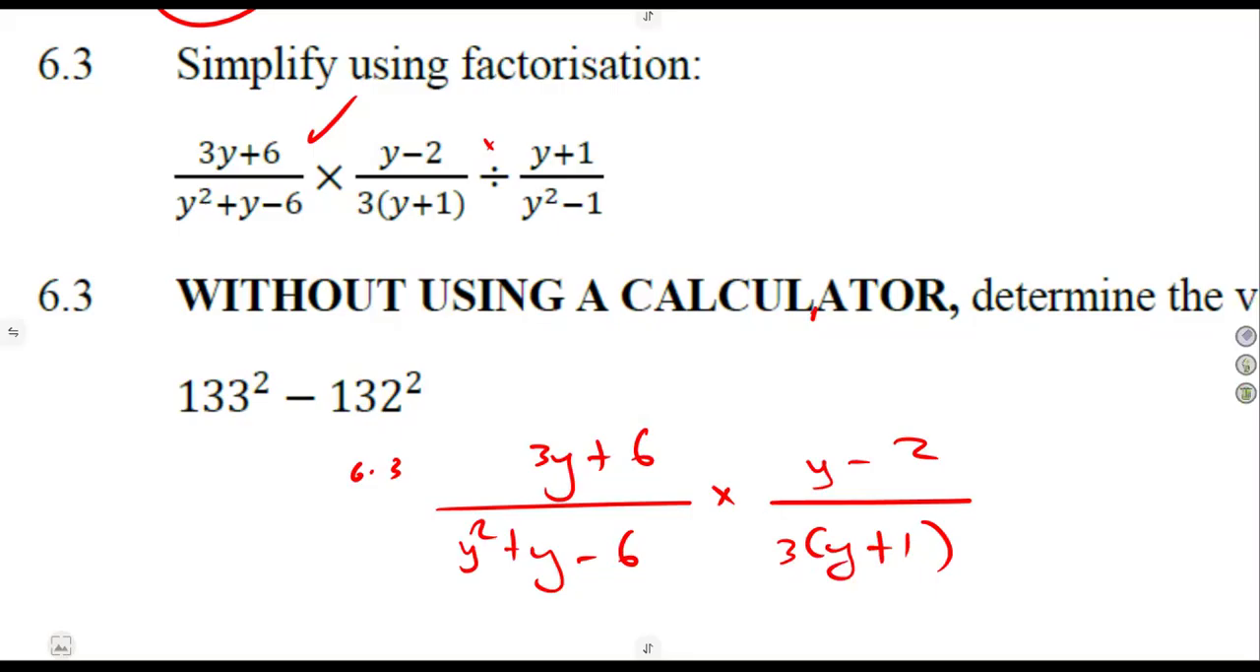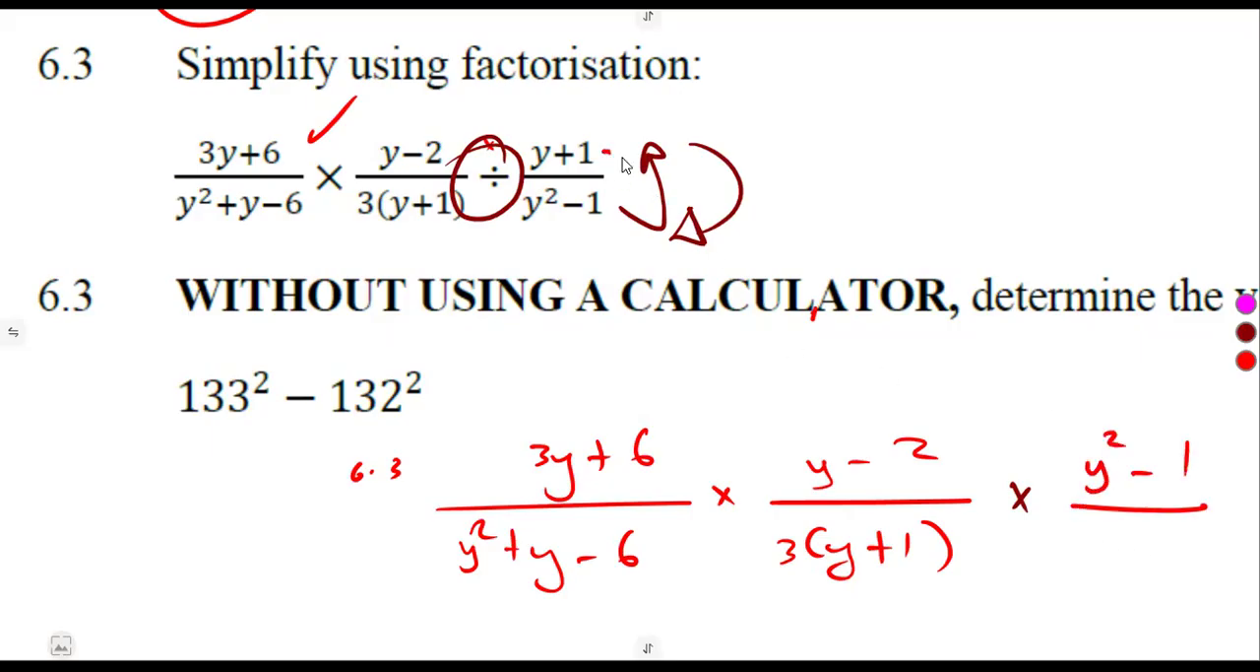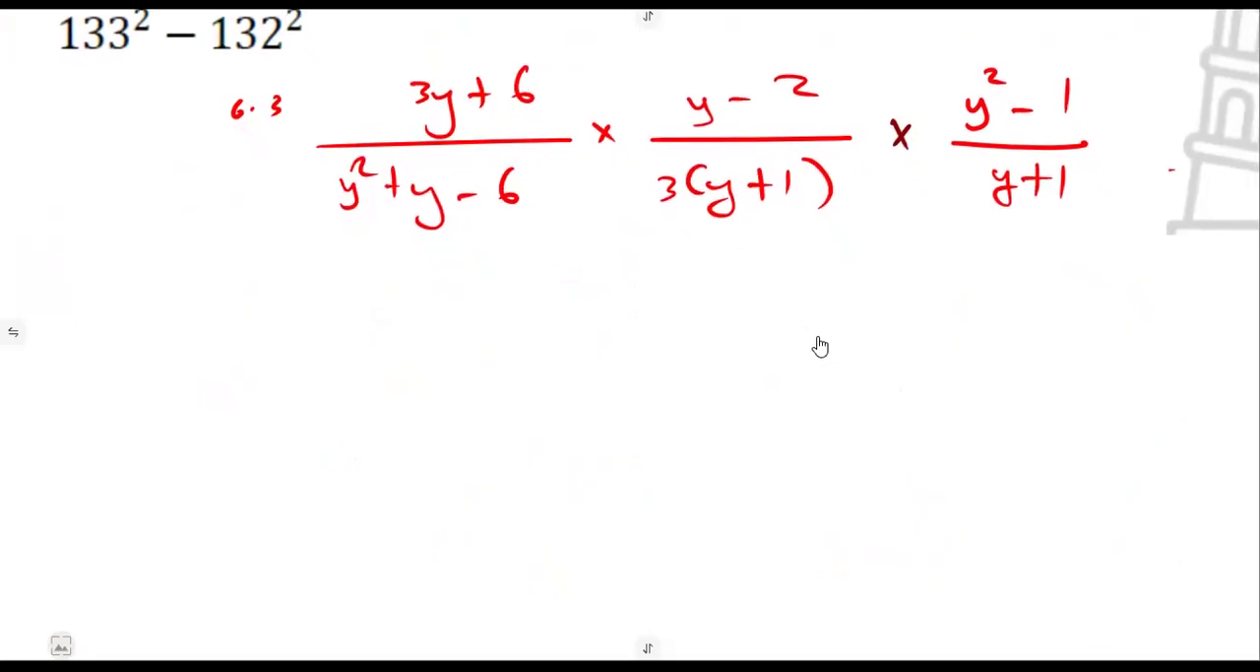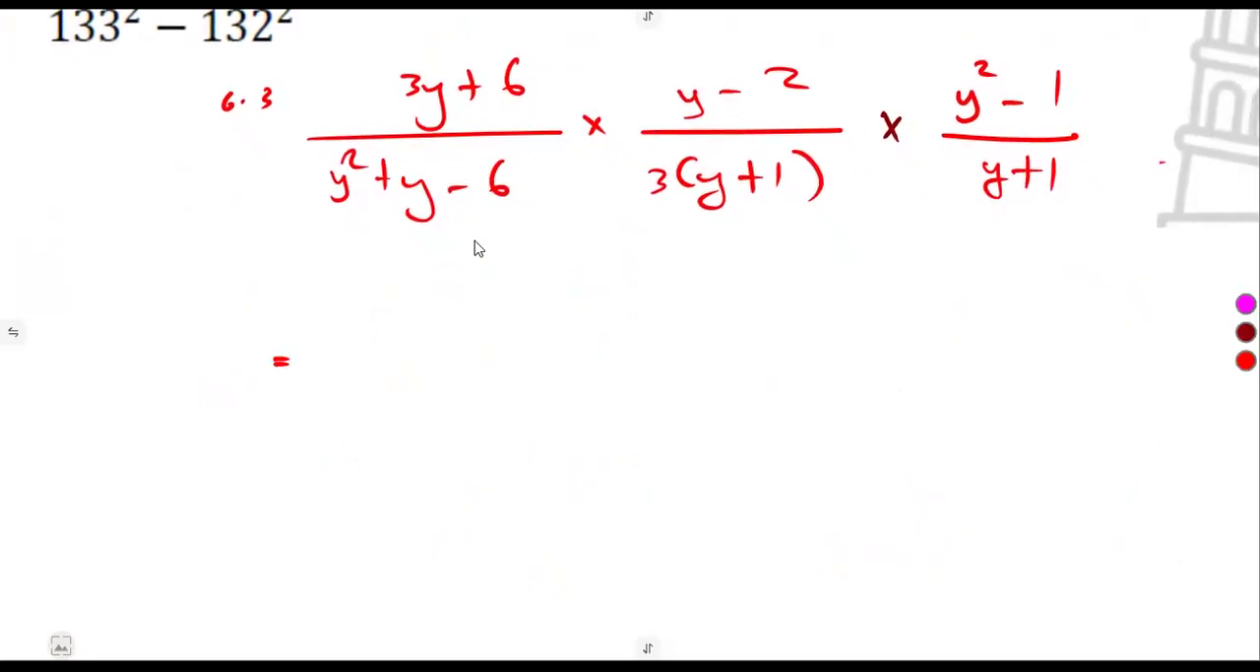All right, there is a division. We must introduce a multiplication. But for us to do it, we interchange the following fraction. We change the denominator to go to the numerator, y squared minus 1 over what? The numerator to the denominator, y plus 1. Once you introduce a multiplication, it changes. So once you have got this, guys, simply factorize, cancel whatever you can cancel.